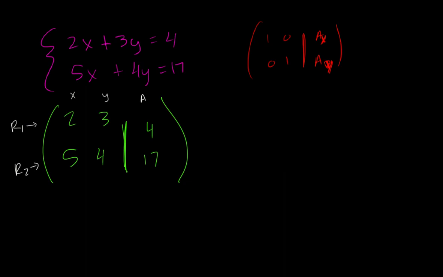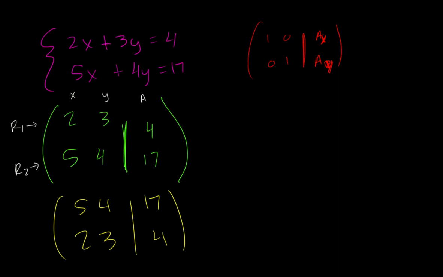So we can use any of our row operations that we talked about in the previous video. Now, what I like to do is get the one that has the bigger numbers on top, and then I want to try to make a 0 my first goal. So I'm first going to switch the two rows. So I'm going to get 5, 4, 2, 3, 17, 4. So I just swapped row 1 and row 2.